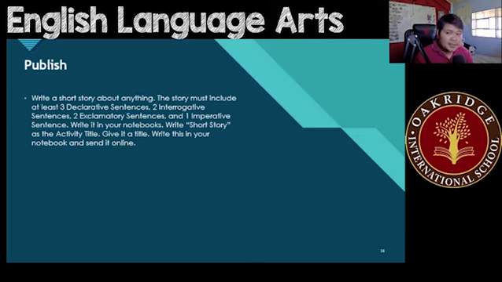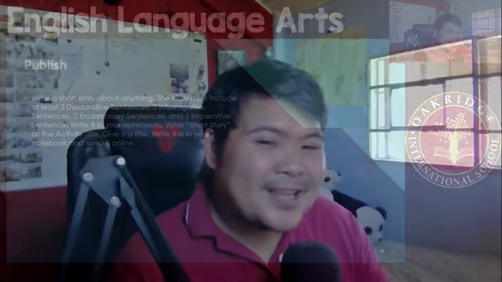In your publish, kids, you're going to write this story. It's about anything. It could be anything, right? The story must include at least 3 declarative sentences, 2 interrogative sentences, 2 exclamatory sentences, and 1 imperative sentence. Write it in your notebook. Write short story as the activity title. Give it your own title, and write this in your notebook and send it online. Or if you don't have your notebooks, then a whole sheet of pad paper would do. Okay? And that pretty much ends our topic for writing a short story.